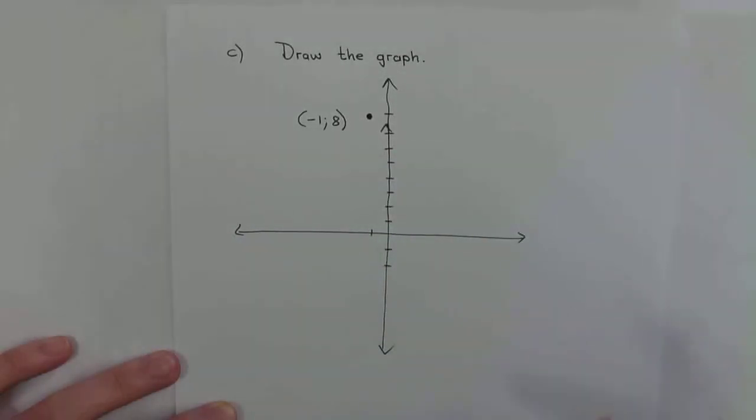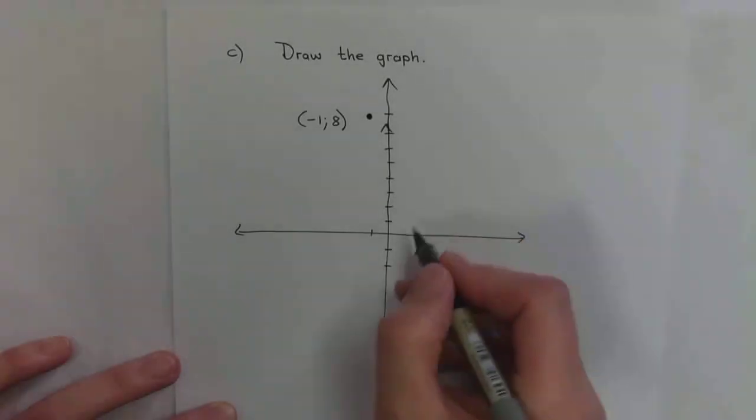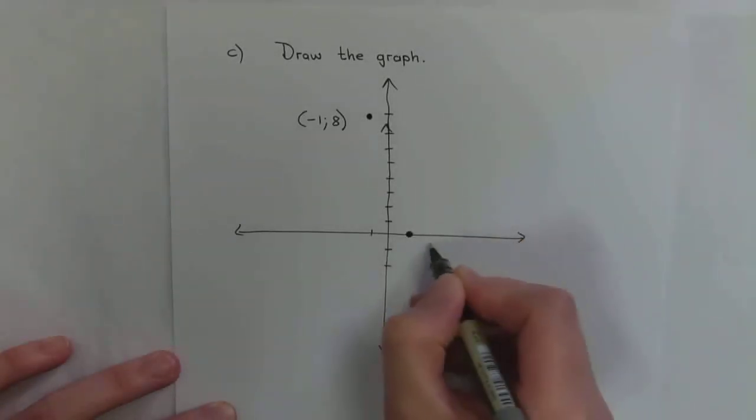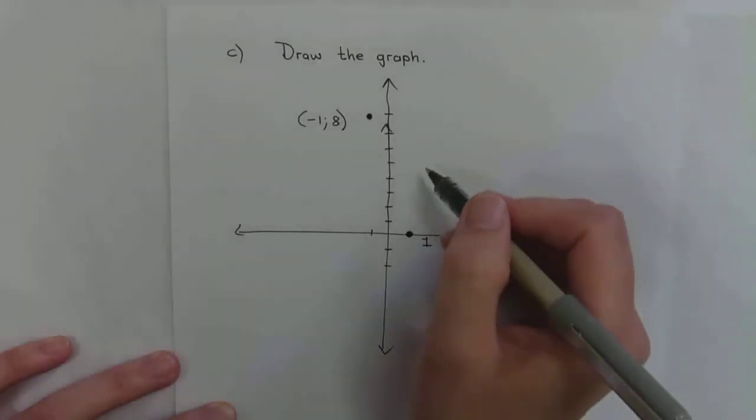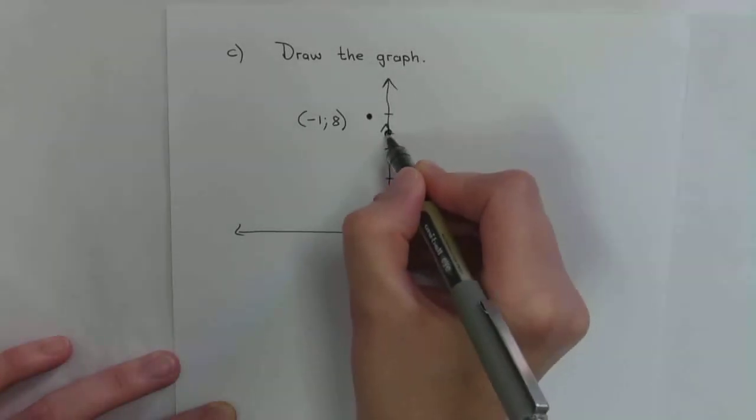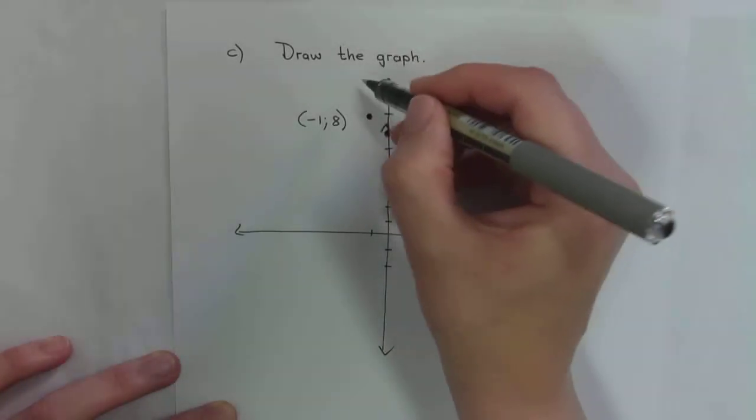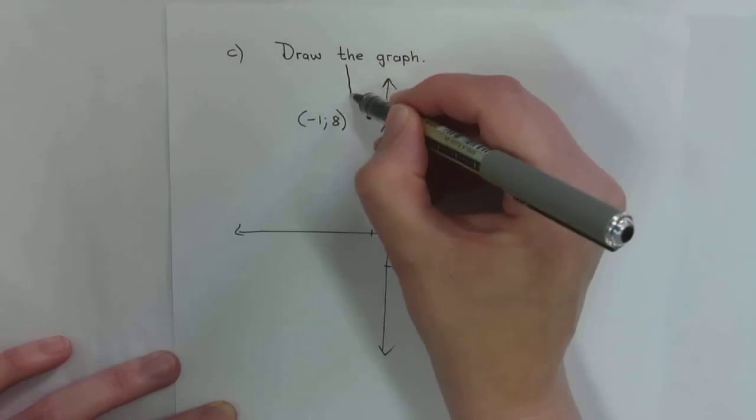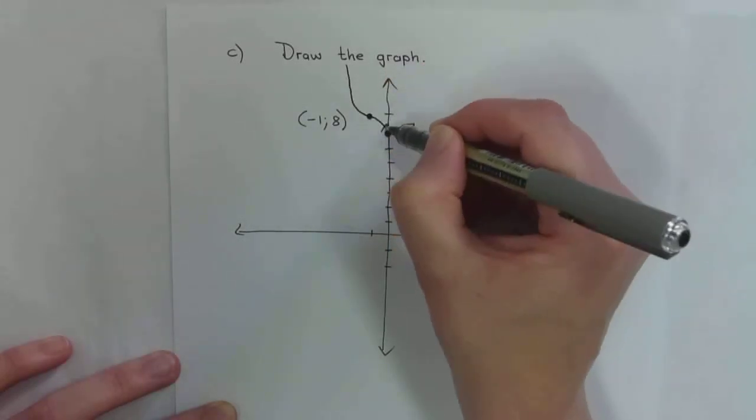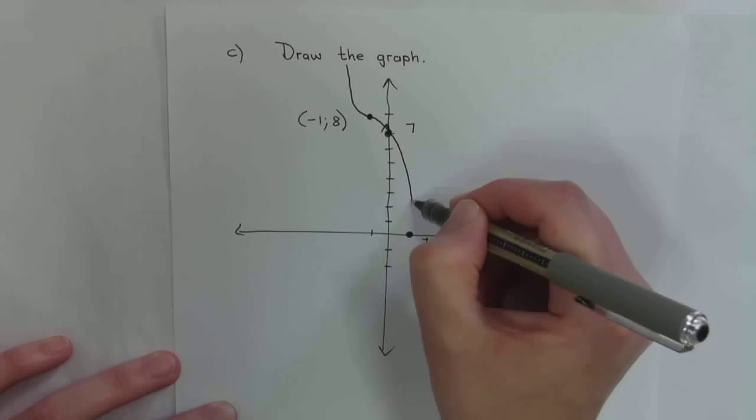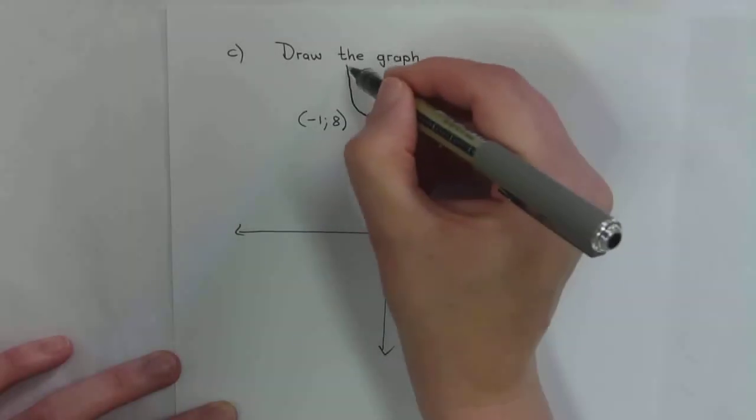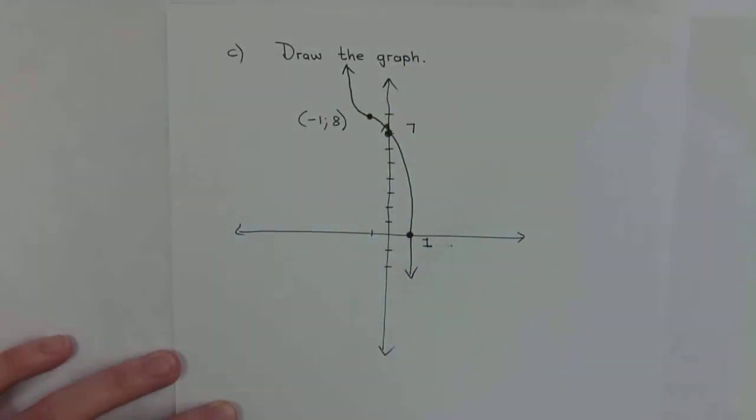Then I'm going to indicate my x-intercept, which is over here at 1. And then I'm going to indicate my y-intercept, which is going to be over here at 7. And then I'm going to try and stick to that shape that I showed you at the beginning, which allows me to go through these points. And that is then this particular graph.